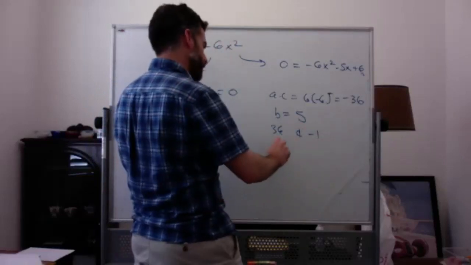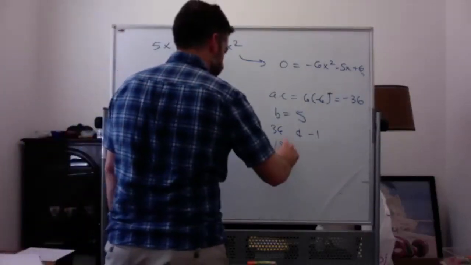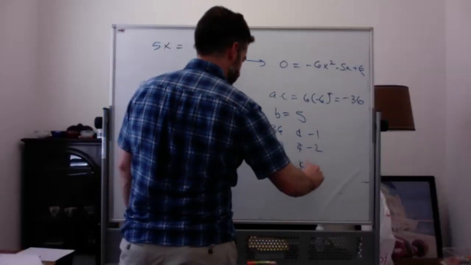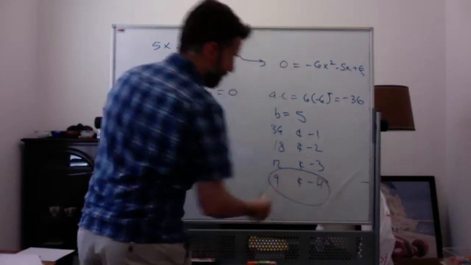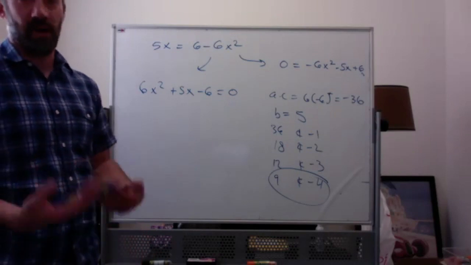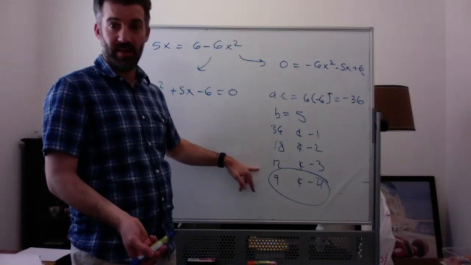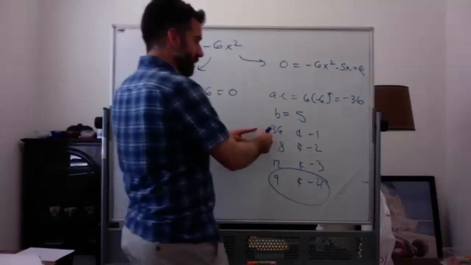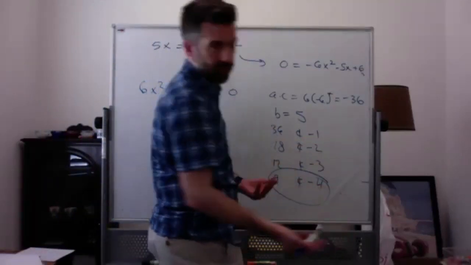That's a no. Or 18 and negative 2. Or what's next? 12 and negative 3. Or 9 and negative 4. And that looks like it's it, because 9 and negative 4 multiplies to negative 36 and adds up to positive 5. So basically, as I'm writing down the ways that negative 36 factors, I'm thinking about what each adds up to. Okay, this adds up to 35. This adds up to 16. This adds up to 9. This adds up to 5.